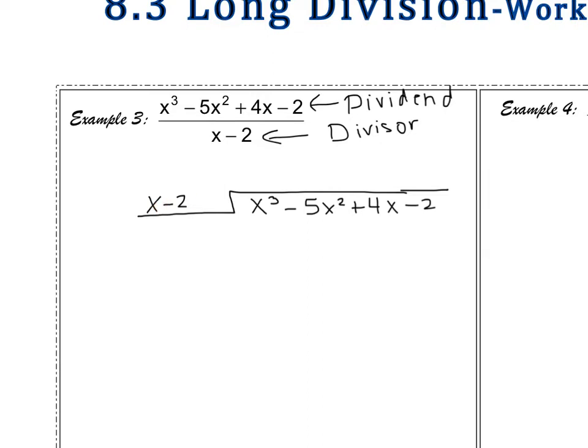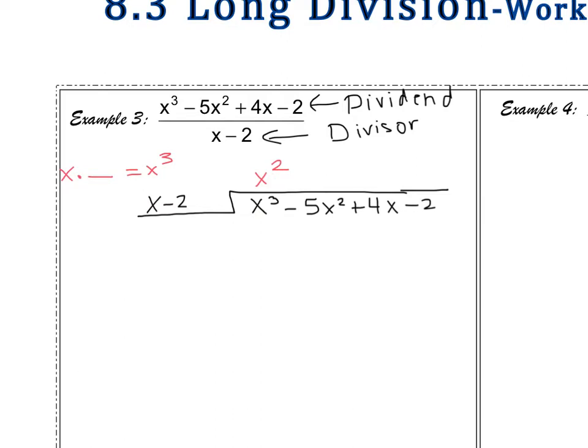Now, to be able to divide, you have to start with the first term and the first term. Not the whole thing, you just think of the first term in the dividend and the first term in the divisor. And you ask yourself, x times what would give me x to the power 3? And the answer is x to the power 2. And once you know what it is, you put it up there.